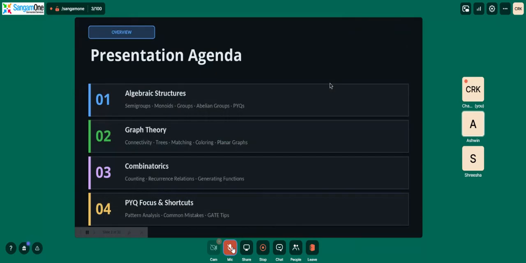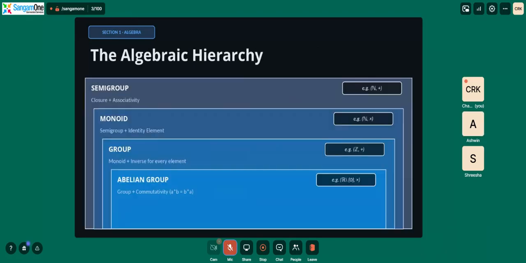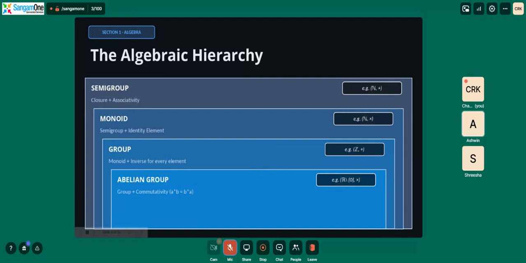Yeah, these are mainly the concepts we covered, Srisha: algebraic structures, graph theory, combinatorics, and previous year questions. This is the algebraic structure, as you can see here. This is from the previous session. This inverse element is new. This is the algebraic hierarchy.